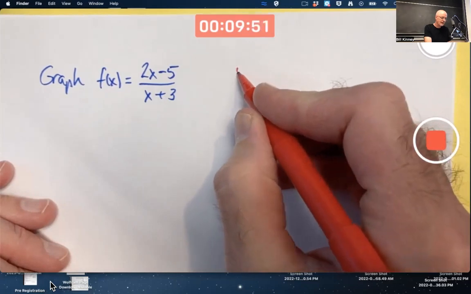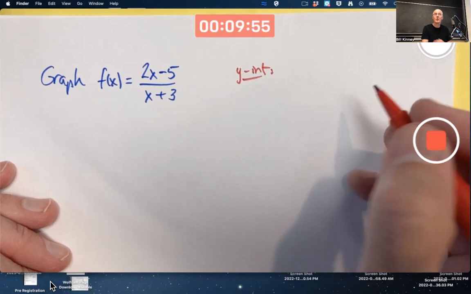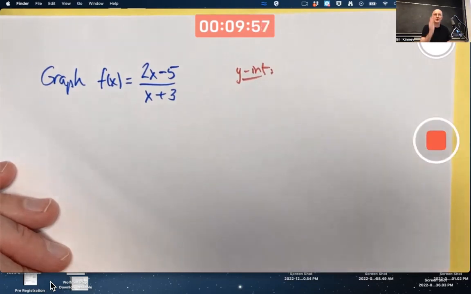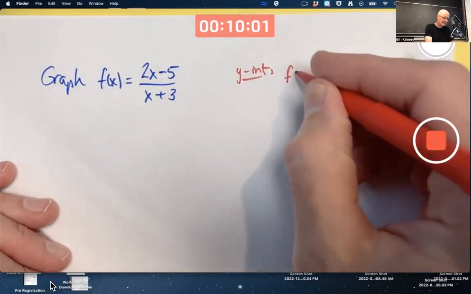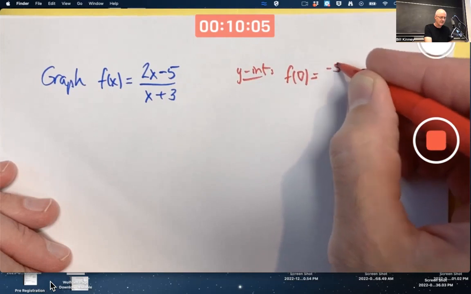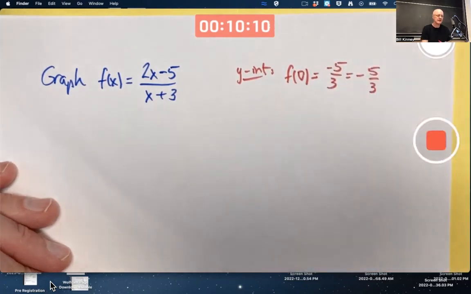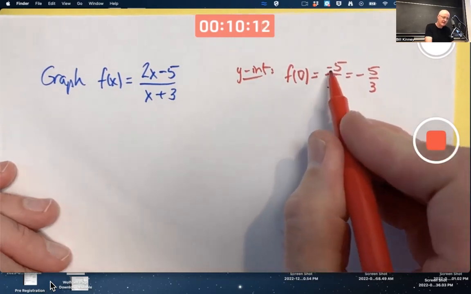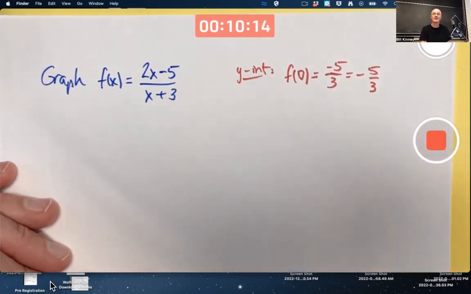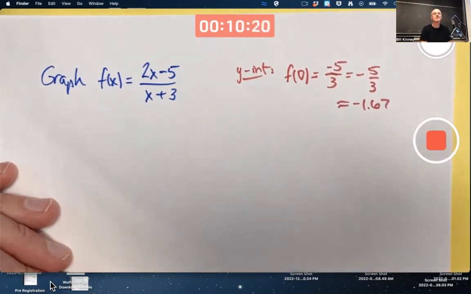For the y-intercept, plug in x equals 0. The y-intercept is where it crosses the vertical y-axis. That's where x is 0. We plug in x equals 0 and see what we get. You'll get negative 5 over 3, which is negative 5/3, and you can write that number in either way. You can put the negative sign up there, down there, or out in front. It doesn't matter. But negative 1.67 if you approximate it.